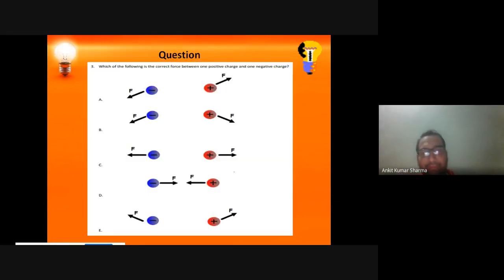The next question is for you. Which of the following is the correct force between one positive charge and one negative charge? So there is one positive charge and one negative charge. What is the exact answer? The exact answer is D, because they attract each other.